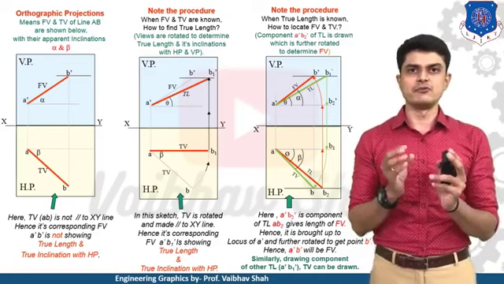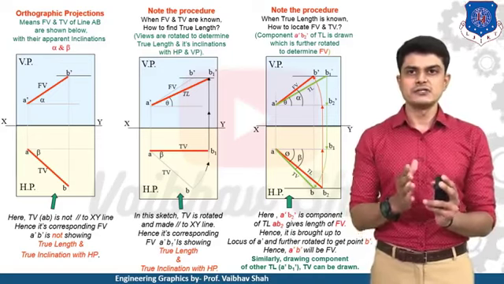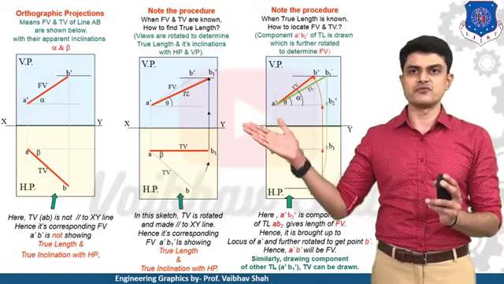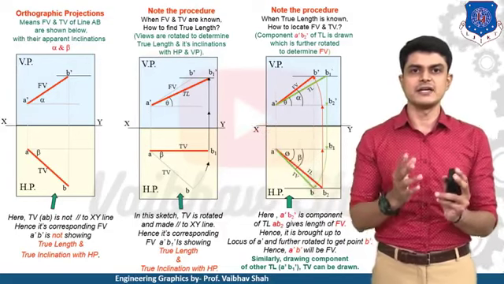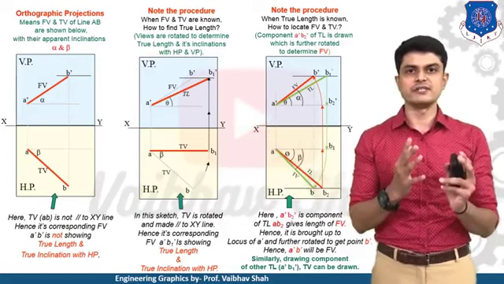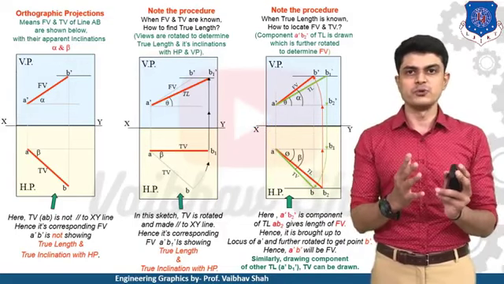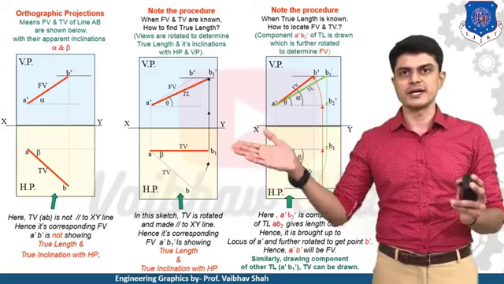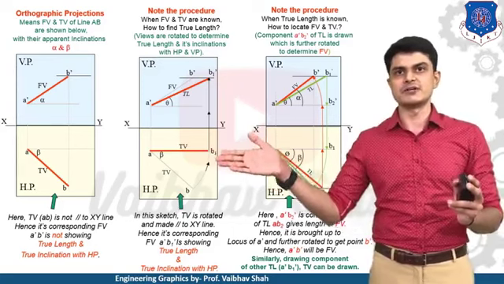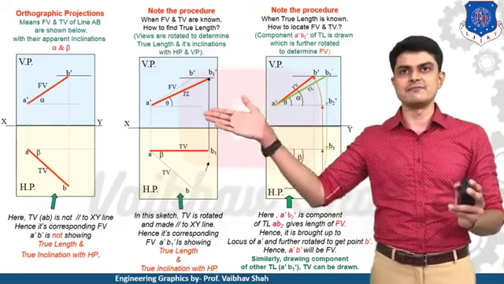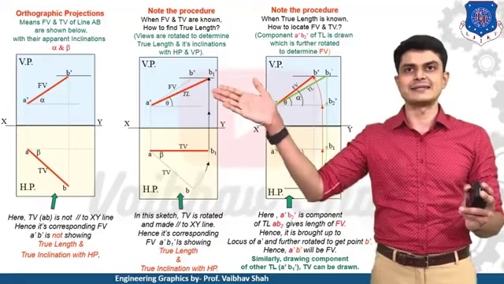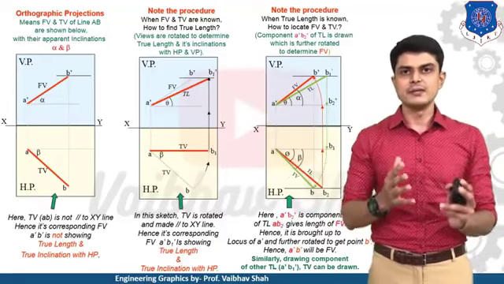So let me give you a glimpse of what we have just done. In the first diagram, we had two cases. First, in which we have the front view and top view, but the true length is not known. So we'll first draw the top view and rotate it to horizontal, and then we try to draw the vertical line, and then we connect this line at theta angle, and we'll have the true length.